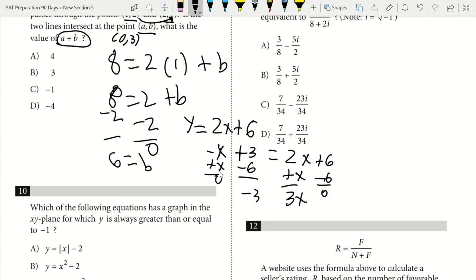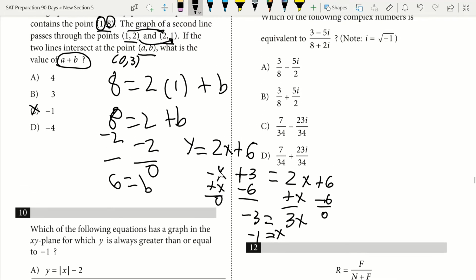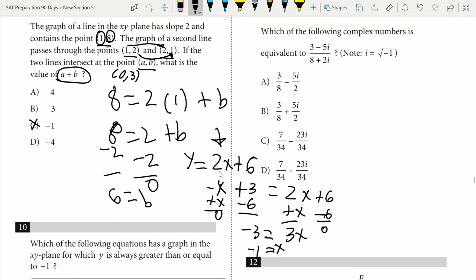3 minus 6 gives us negative 3, and we see that our x then is going to equal negative 1 because we divide each side by 3, and that will give us negative 3 over 3, which is negative 1. So our x is going to be negative 1. Keep in mind that that is not our answer because we have to have a plus b. Right, so now we just plug that negative 1 in our equation for y equals 2x plus 6. 2 times negative 1 is going to give us negative 2, and then negative 2 plus 6 is going to give us a positive 4.